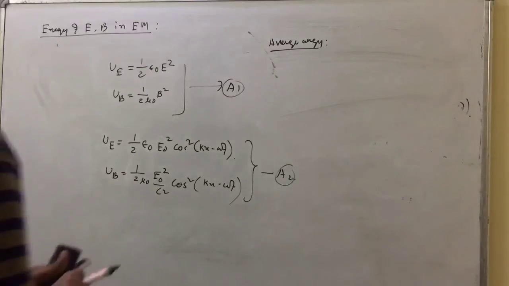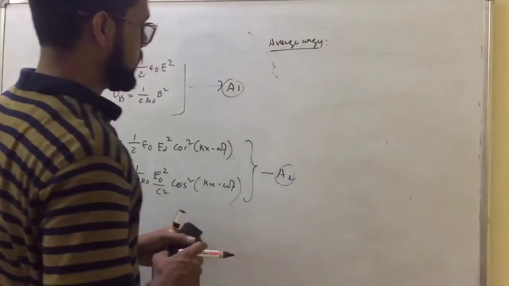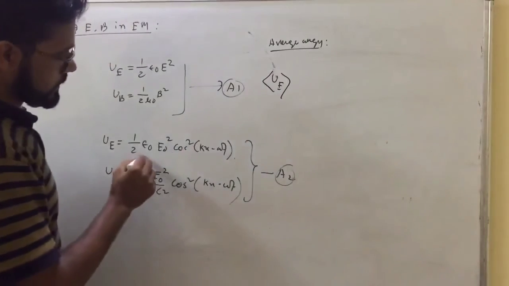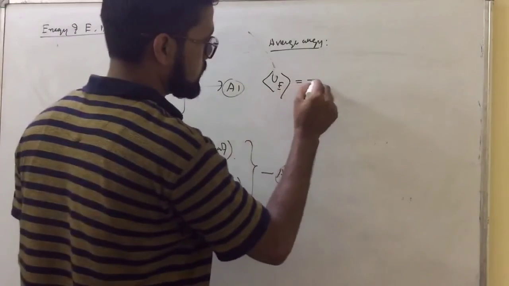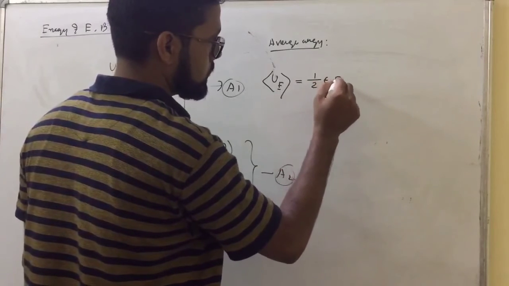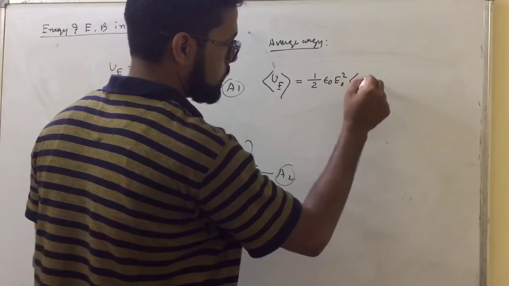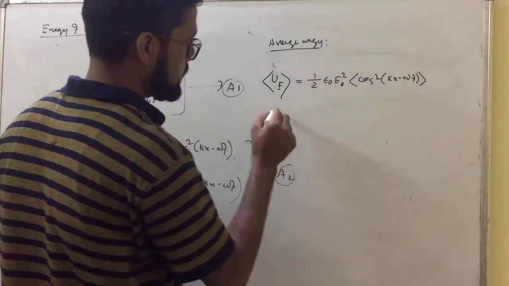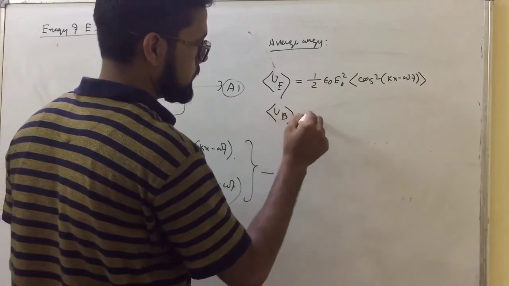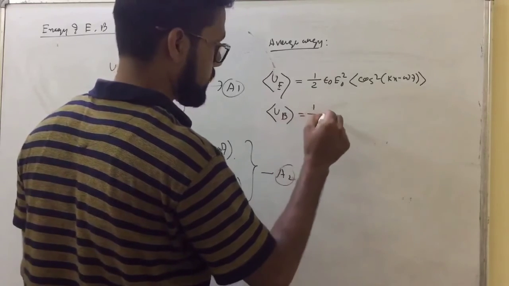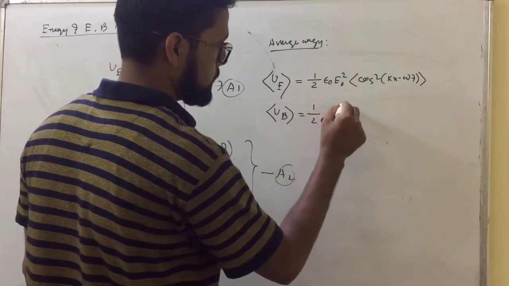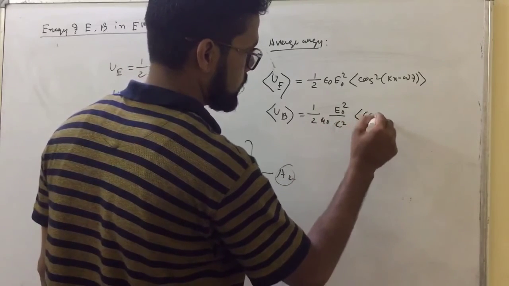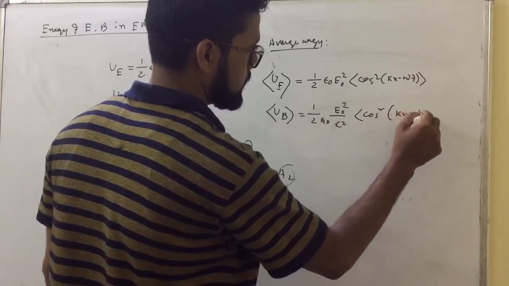Okay. So how can we calculate the average relation? Average velocity, average energy, this is a constant term. You cannot take the average of a constant term. This equals gamma E naught square, then cos square kx minus omega t. Similarly, the average magnetic energy is 1 by mu naught E naught square c square cos square kx minus omega t.